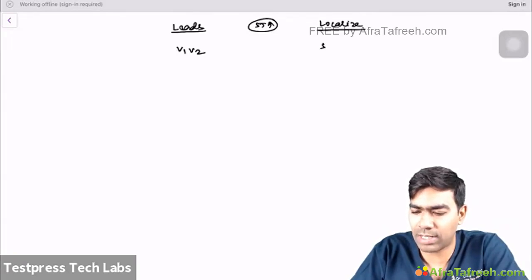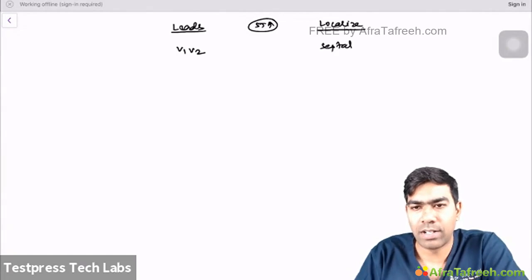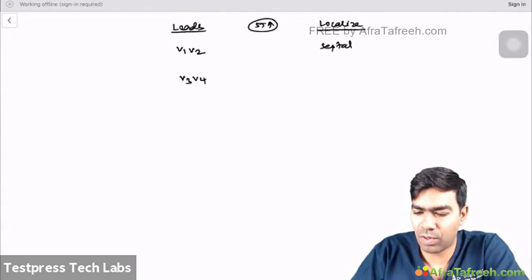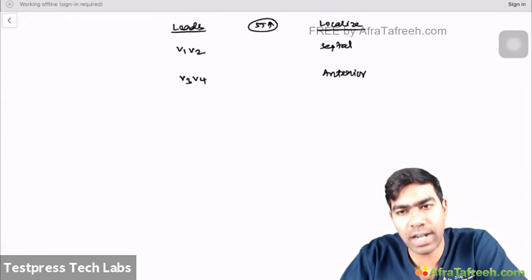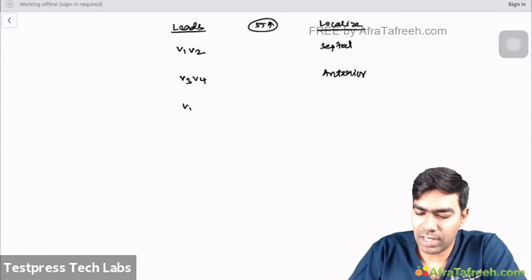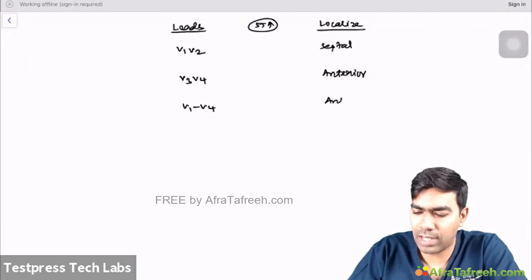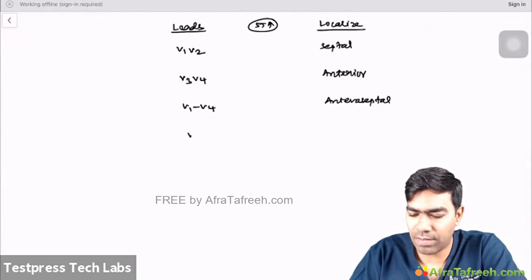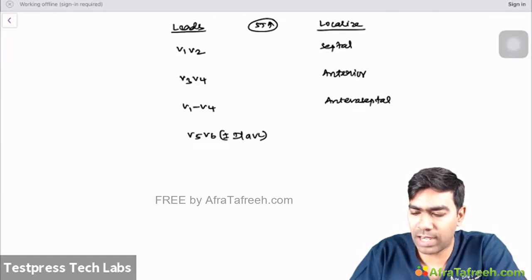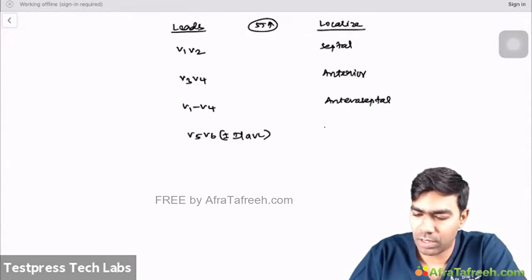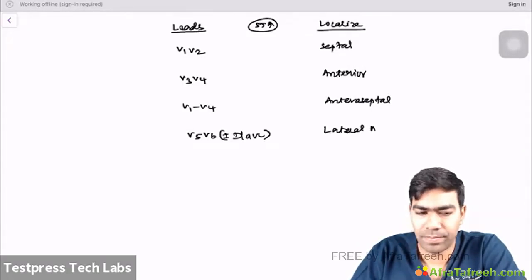called a septal MI. We know that. Suppose if I have ST elevation in V3 and V4, this will be called an anterior MI, because if you take the lead system before, which I have told, V3 and V4 are anterior leads. And if I see elevation in V1 to V4, this will be called anteroseptal MI. Nomenclature is quite simple. And if I get it in V5 and V6, plus or minus 1 and AVL, it will be called a lateral MI. It will be a lateral myocardial infarction.